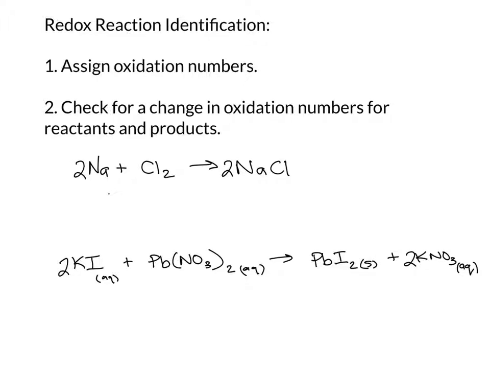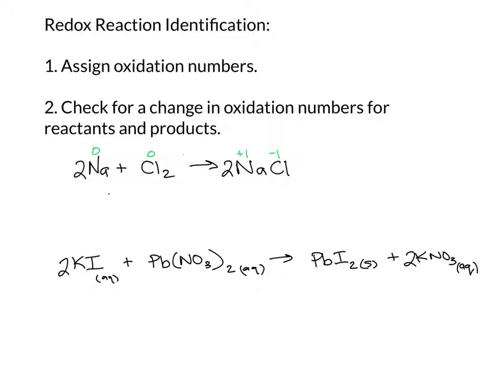Okay, so the first thing we're going to do is identify the oxidation numbers of all of our reactants and our products. Sodium is a lone element all by itself, so its oxidation number is 0. Chlorine as well is a lone element, so it will also have an oxidation number of 0. Sodium chloride is a compound. It's an ionic compound, so the components that exist in the compound are ions. With that being said, we know that sodium is going to be a +1 ion and chlorine is going to be a -1 ion.